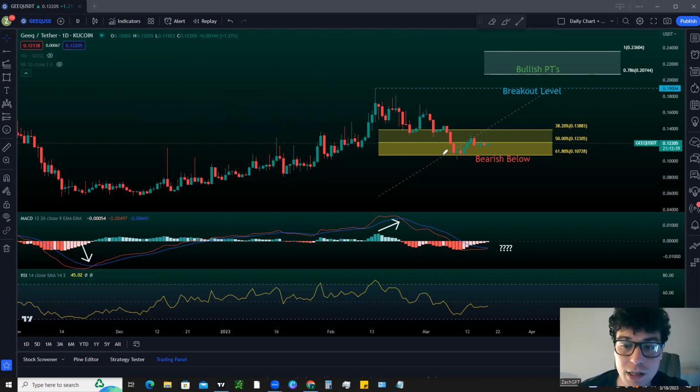So ultimately, we can see here that we came and we tested our 61.8% retracement level right at 0.10728. And below there, we're really going to be bearish, because then we have a good chance of consolidating and getting that downside reversal and possibly retesting some of our previous lows in this area. Now, above here is when we could really get a breakout and potentially hit our bullish price targets, but there's still a lot of work to be done. Our 50% retracement level is at 0.12305, and currently we're still trading below there, and it's a very valid resistance right now. Above there, we have 0.13883, and if we can get above there, then we have a chance of retesting our previous high over here and ultimately hitting our bullish price targets to the upside of 0.20744 and 0.23604.